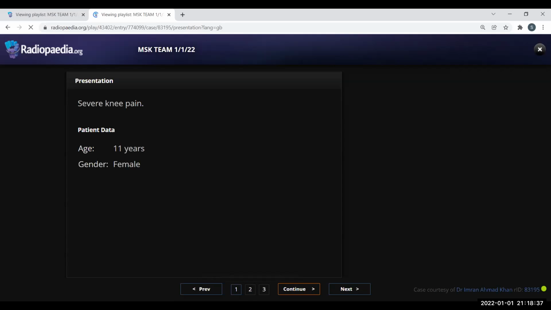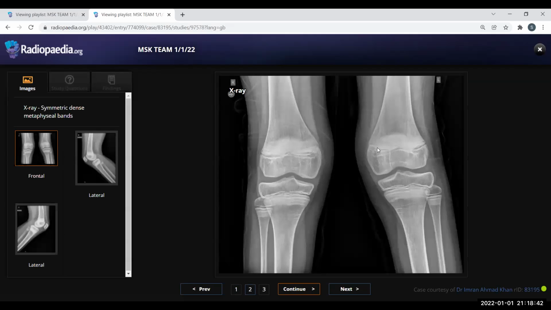Okay, these dense metaphyseal bands, these cases would always be a differential. You will give a differential, and the examiner might or might not guide you to the final diagnosis, because that's not his concern. His concern is whether you can describe it properly, as you did, that there are transverse, symmetric, dense metaphyseal bands. And sometimes, at least in the courses I have seen, they leave the answers on the screen, but in the real exam, it might not happen.